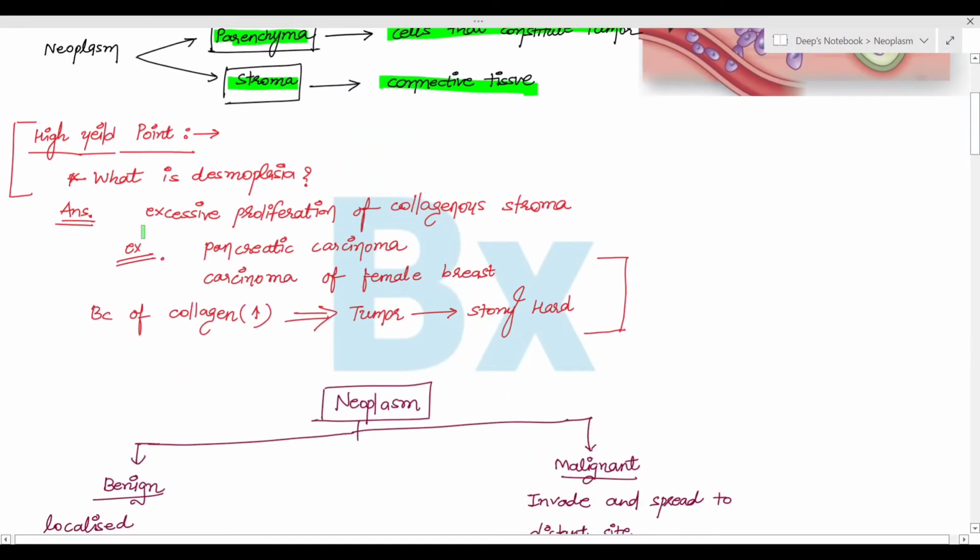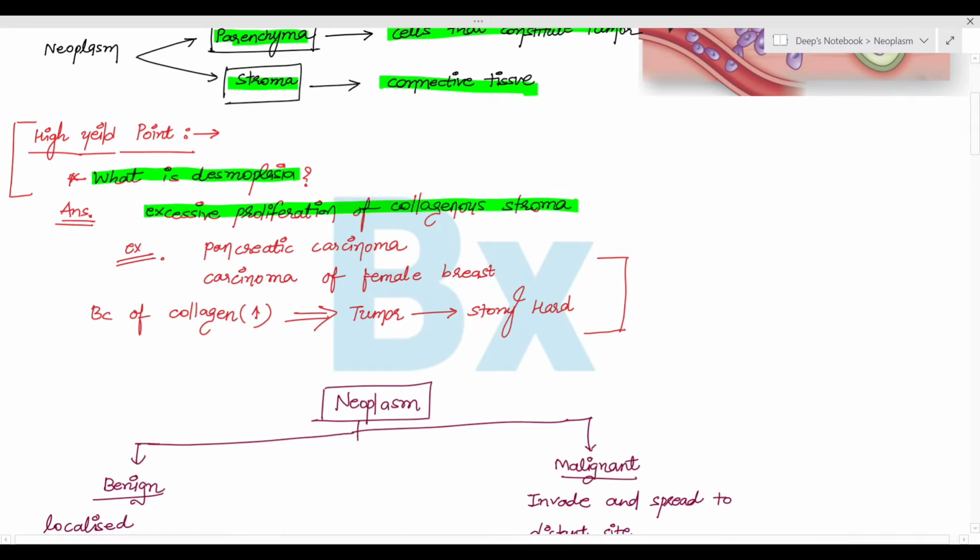Second thing, one highlighted point. What is desmoplasia? Desmoplasia is the excessive proliferation of the collagenous stroma. Normally, the neoplasm contains parenchyma and stroma. But if parenchyma stimulates the stroma excessively, then the stroma becomes collagenous.